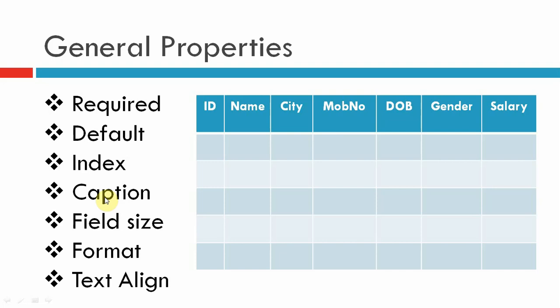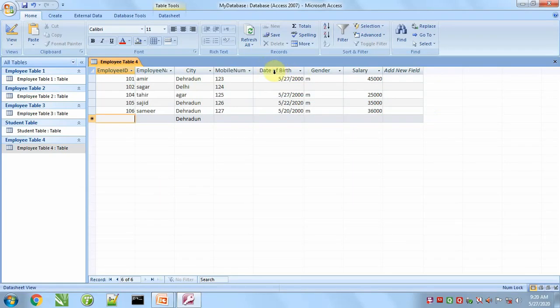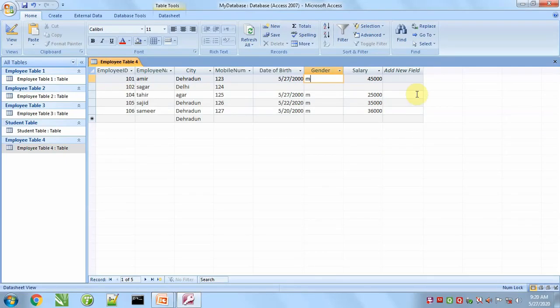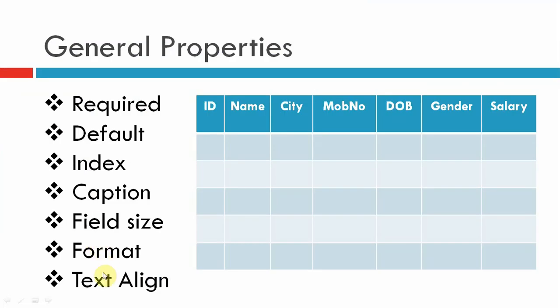Caption: in case of caption we can define the column heading. DOB is short, so we can write the full form of DOB over here, date of birth. And field size, like gender, sets the total length of data that we can enter for that field. Like I set only one character length for the gender field, so we cannot enter more than one character in this field. Format changes the format of numbers. In which format we want to show those numbers, we can select, but format is applicable only for numerical values.